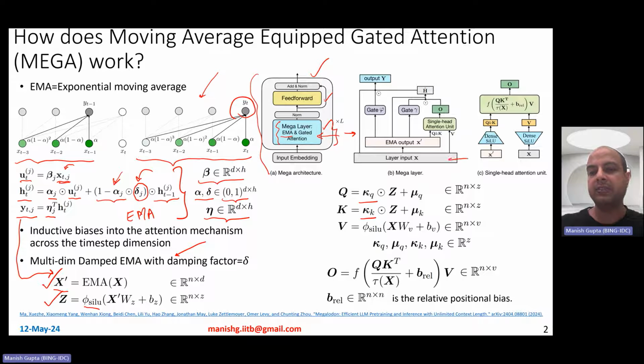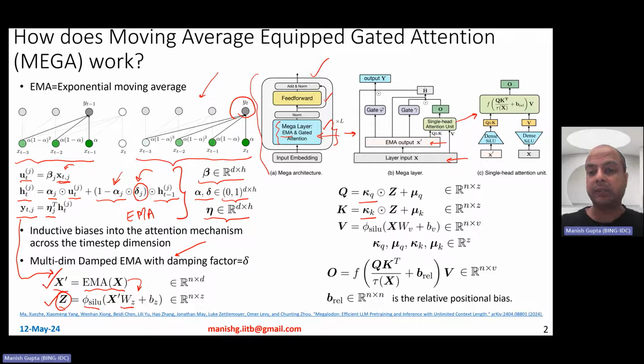So you have the original input X. You basically get the revised output X dash using this EMA block. And then you further process it to get Z. It's basically just another dense layer with a nonlinearity, right? And then you essentially do this.